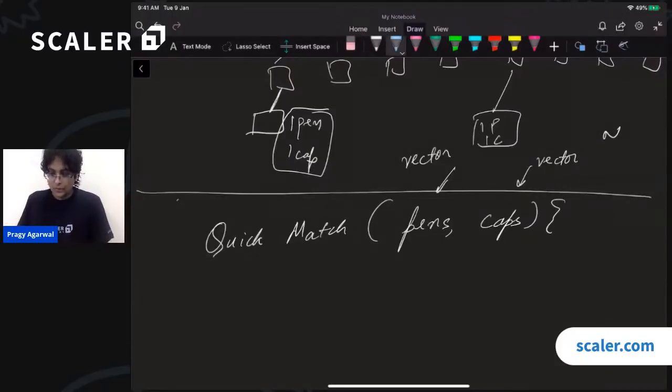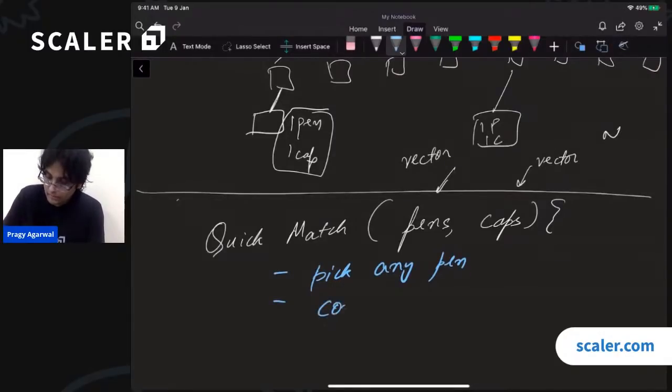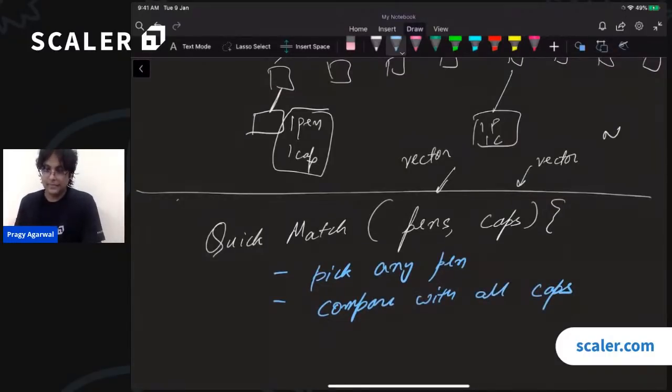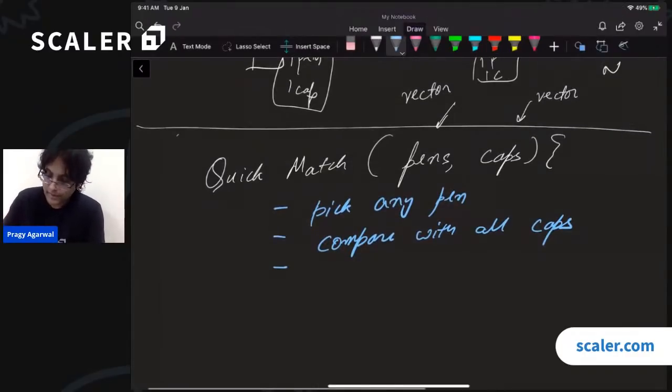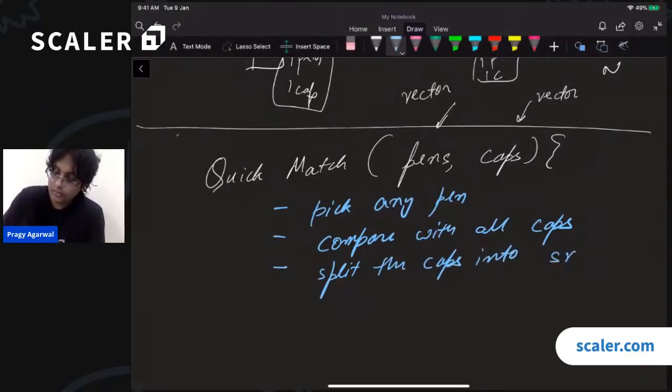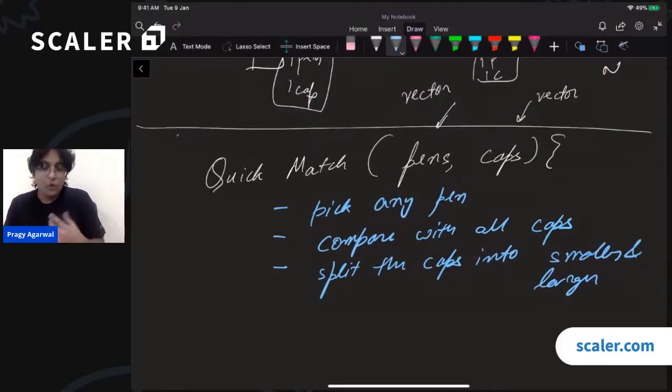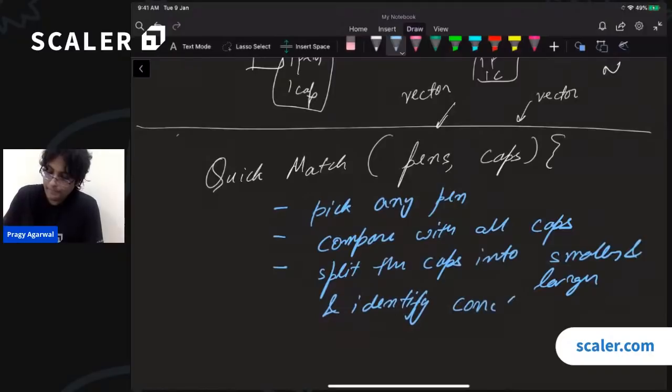So what is the first step that I need to do? I need to choose a pen. So pick any pen. What do I do with this pen? I compare it with all the different caps. While comparing, I will segregate the caps. Split the caps into smaller and larger. We also have to identify the correct cap. In the same step, we can identify the correct cap.